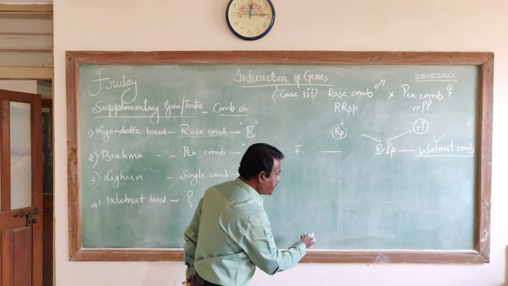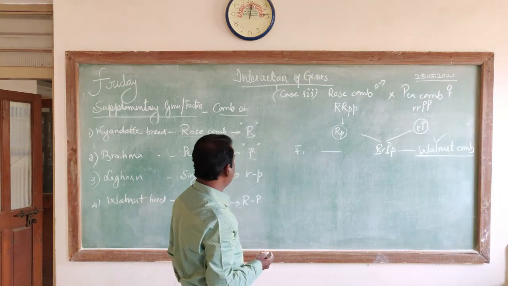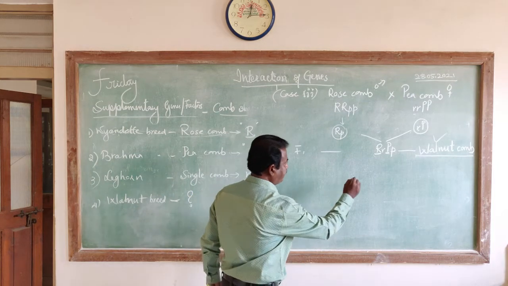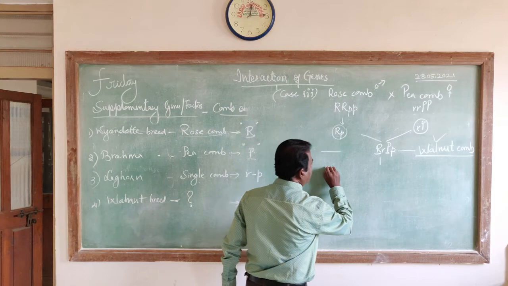Then so as to get F2 generation, now what can we do? We have to cross once again by taking F2 generation.